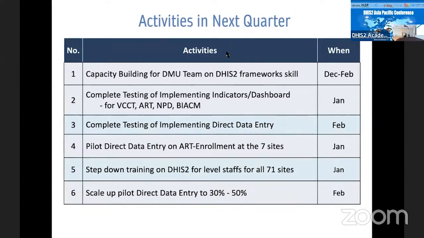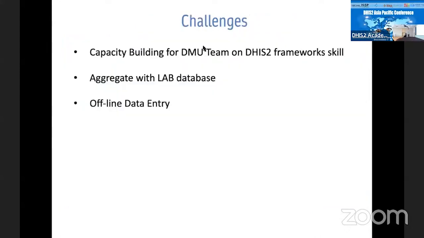The number six is we are going to scale up the pilot for the data entry to at least 30%. This is the main challenge. This is just a summary. Building capacity is always the main point. We need to build our capacity so that we can be stronger, and we can continue working on the DHIS2.